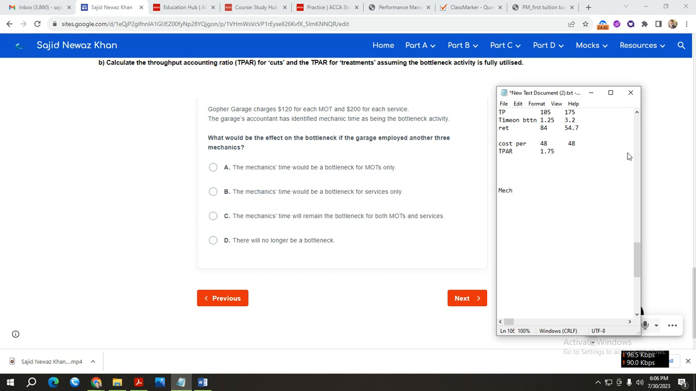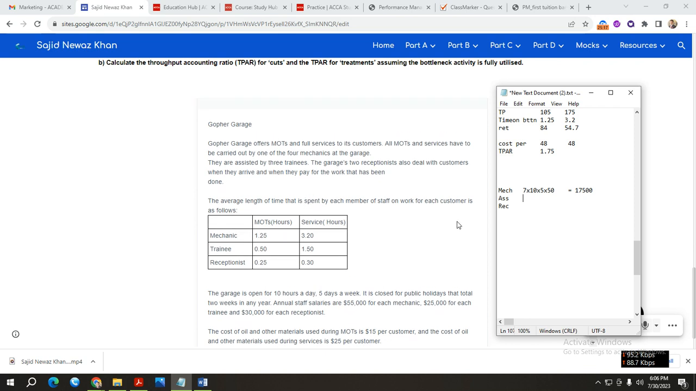First things first. Let's calculate the total number of mechanic hours that would be available, the total number of assistant hours, and the total number of receptionist hours. If we have 7 people working, all of them working 10 hours a day, 5 days a week, for 50 weeks, we'll have a total of 17,500 hours of mechanic time.